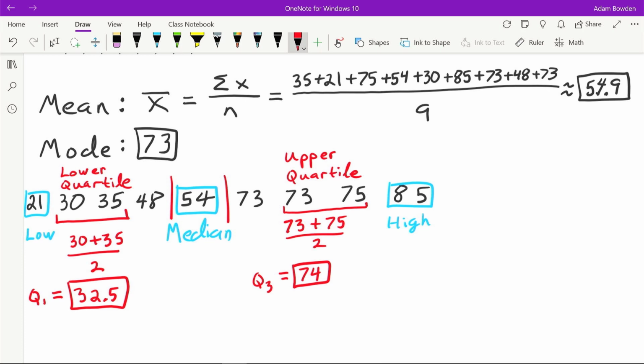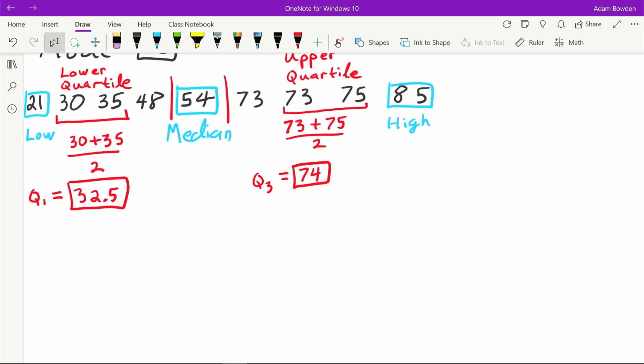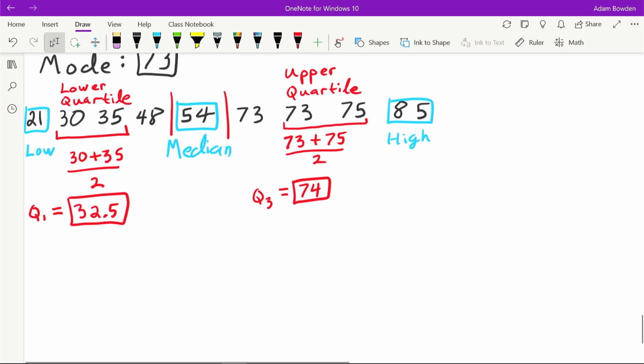So you may see it happen either way. You may see the lower quartile, upper quartile. You may not have to add the numbers in the middle and divide by 2. It may just be a single number in the middle, much like the median was in this case. So it just depends on how it splits up here. Okay, so those numbers make up the 5-number summary: low, lower quartile, median, upper quartile, and high.